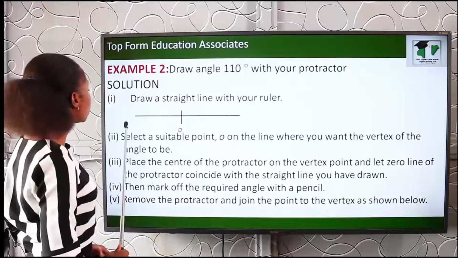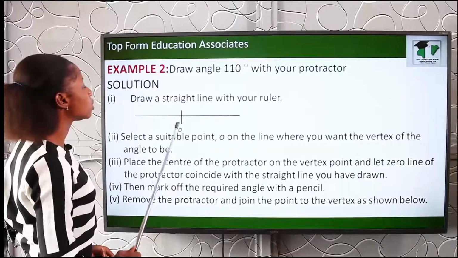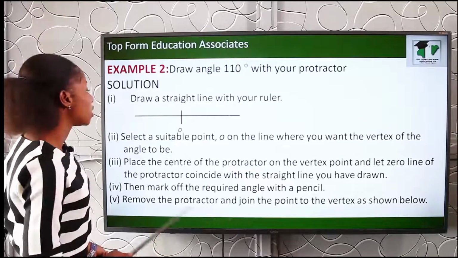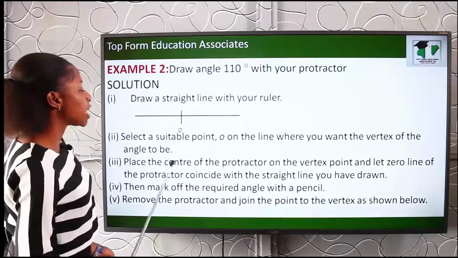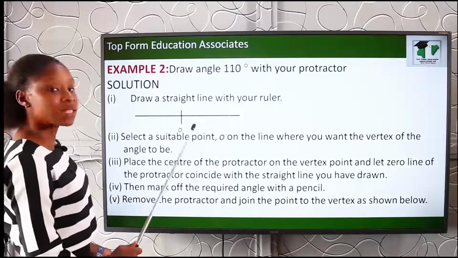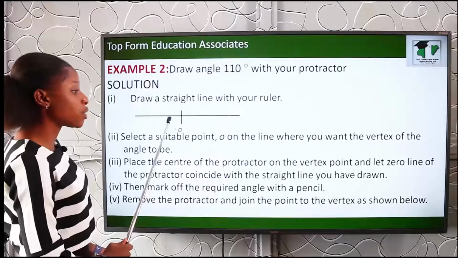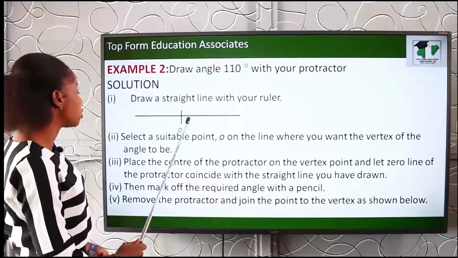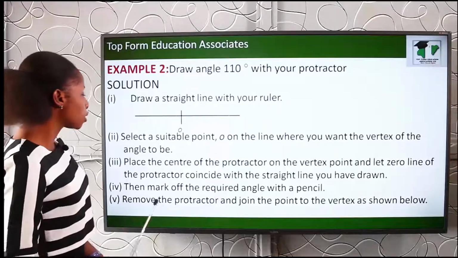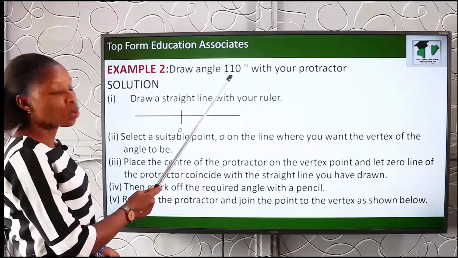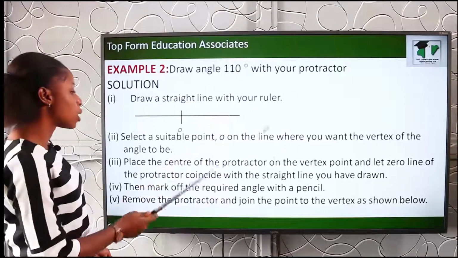So we will take a straight line, then we'll take any suitable point we like. So I've got my point here, and we label it O, and we place the protractor on the center of the vertex point, remember, and let the baseline or the zero line coincide with the straight line we have drawn. Then we'll mark the angle which we are asked to draw with a pencil, and we'll get it.